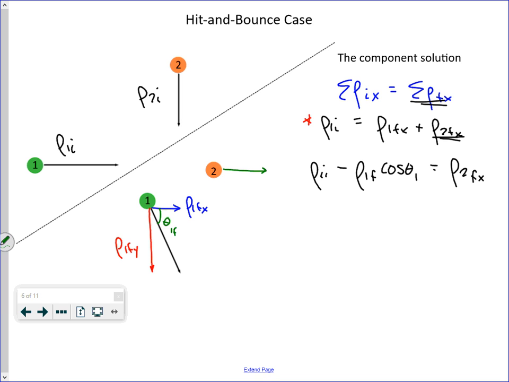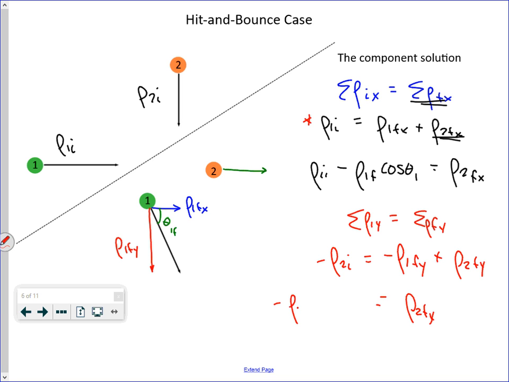And in the y direction, well, we do the same thing. We'd say something like net initial y is net final y. And then we'd say, well, it looks like that's negative P2 initial is negative P1 final y. Now I'm just going to leave it as plus P2 final y. And what that says is since I just leave this as plus, I can just let the sign of my answer for P2 final y tell me if P2 final y points up or down, right?